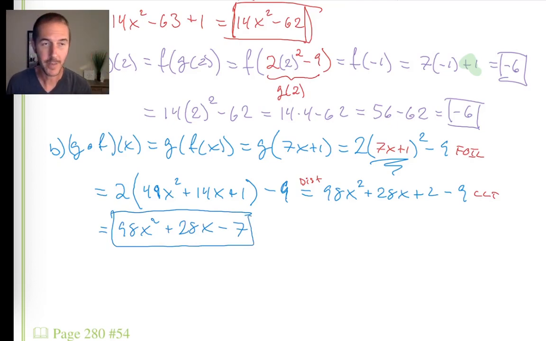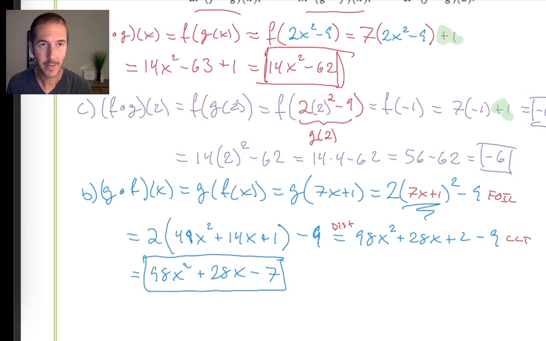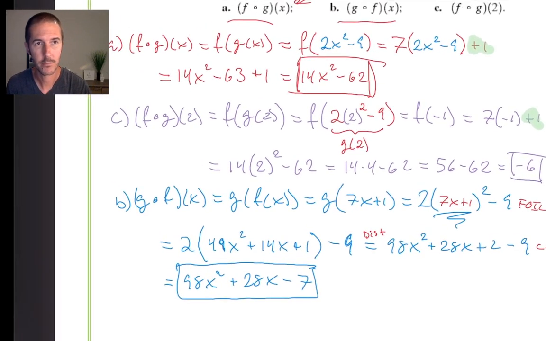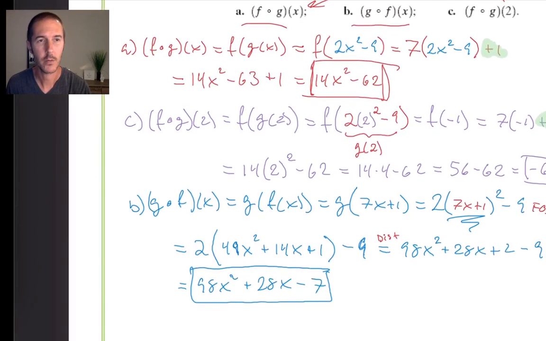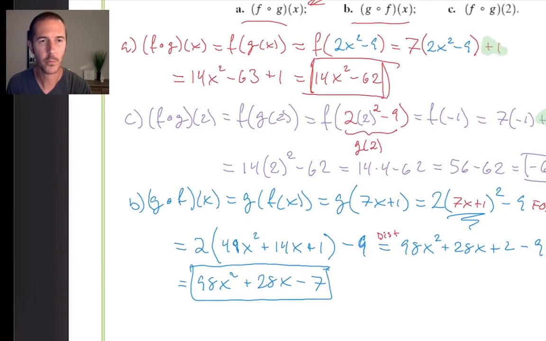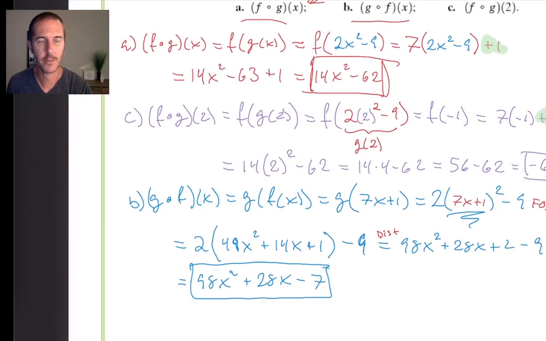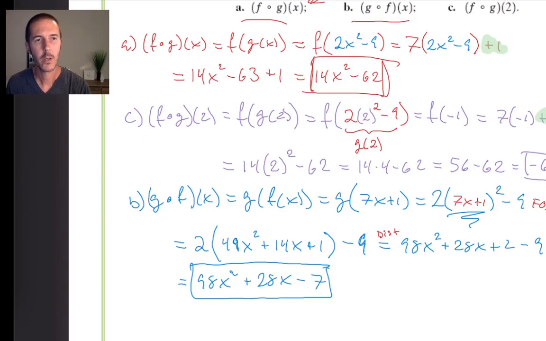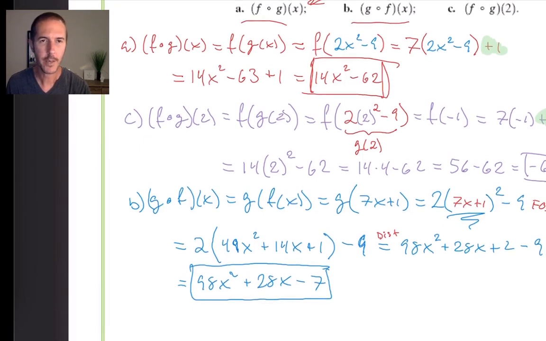F of g of x and g of f of x are radically different from each other. You can see in the red box toward the top of your screen is f of g of x, and at the bottom in blue is g of f of x. Very different expressions. Is it possible that f of g of x and g of f of x ever equal the same thing?